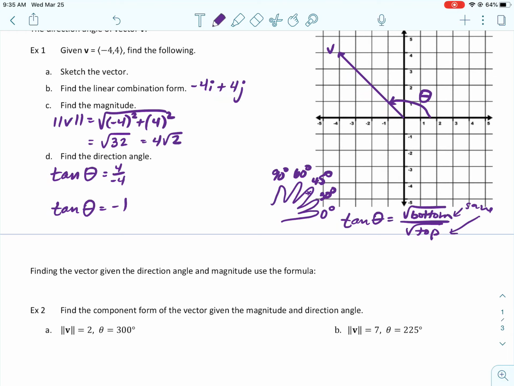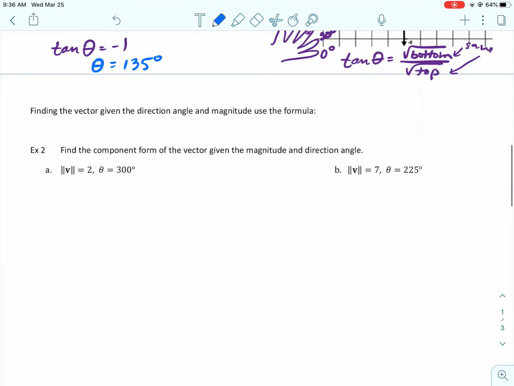So from your hand trick, you get 45 degrees. But you can tell by looking at the graph that that is not 45 degrees from the positive x-axis. What is 45 degrees is this angle right here. So what we need to do is figure out what the purple angle is, not the blue. So we would take 180 and subtract 45 degrees from it. That's going to give us a theta of 135 degrees. So that would be your direction angle.